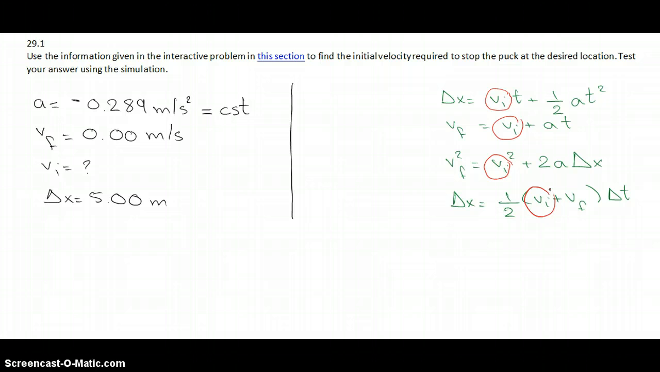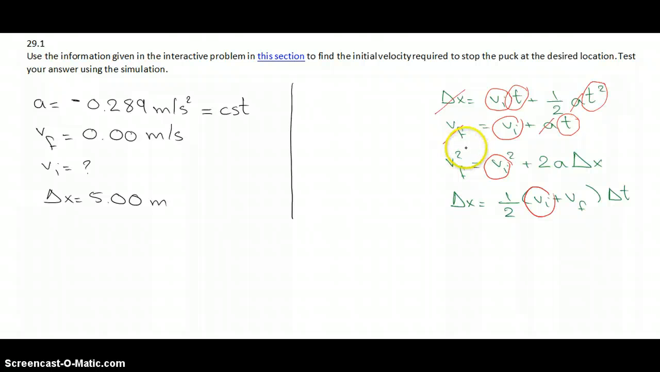So let's analyze the first one. Do I have delta x? Yes. Do I have the time? I don't. Do I have the acceleration? I do. I have 2 variables in this equation, so I can't use it directly. Second one, do I have final velocity? Yes. Do I have the acceleration? Yes. Do I have the time? No. Again, 2 unknowns, I cannot use it.